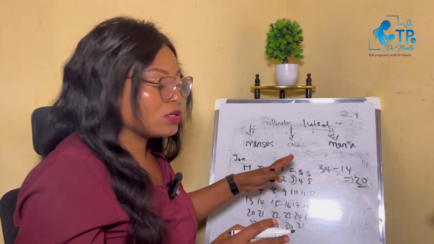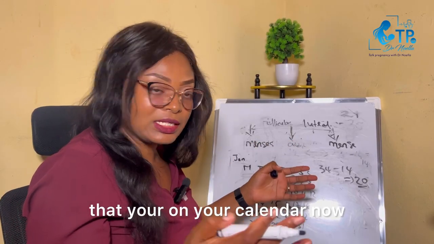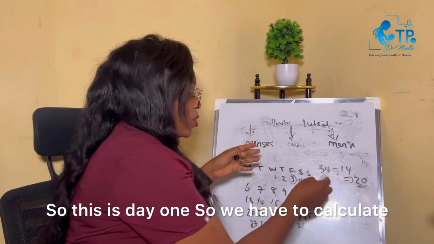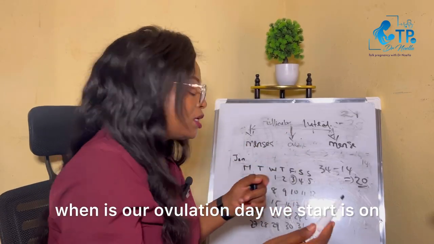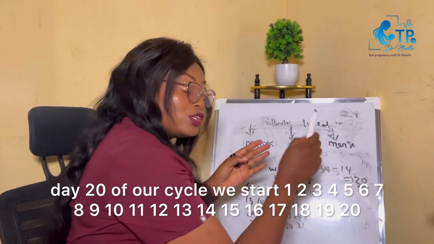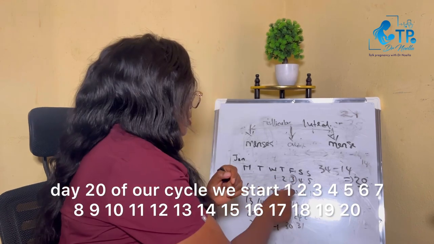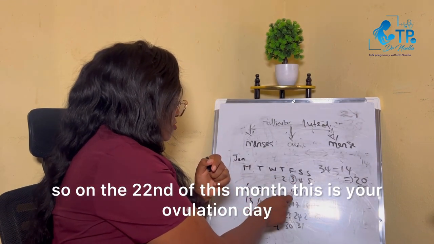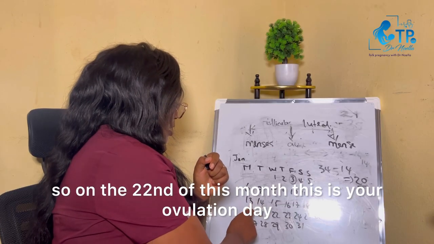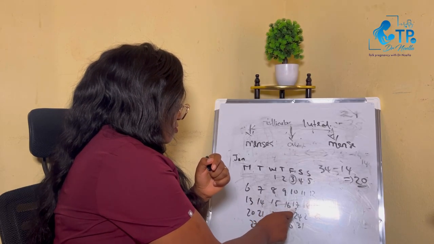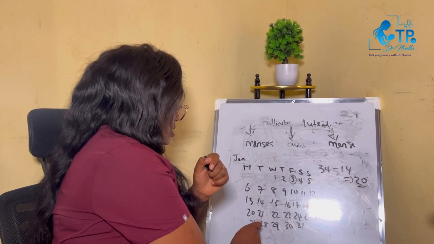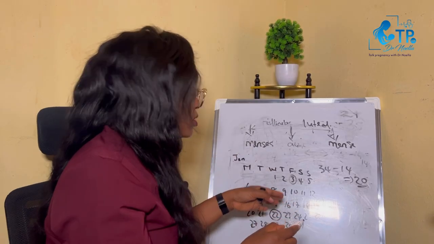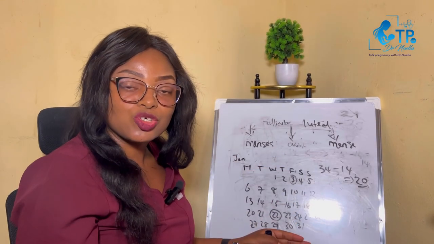When you go and calculate on your calendar, this is day 1. So we have to calculate when our ovulation day is. We start on day 20 of our cycle. We count 1, 2, 3, 4, 5, 6, 7, 8, 9, 10, 11, 12, 13, 14, 15, 16, 17, 18, 19, 20. So on the 22nd of this month, this is your ovulation day.